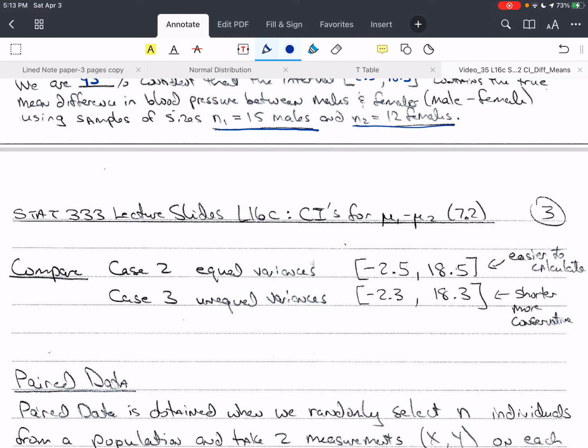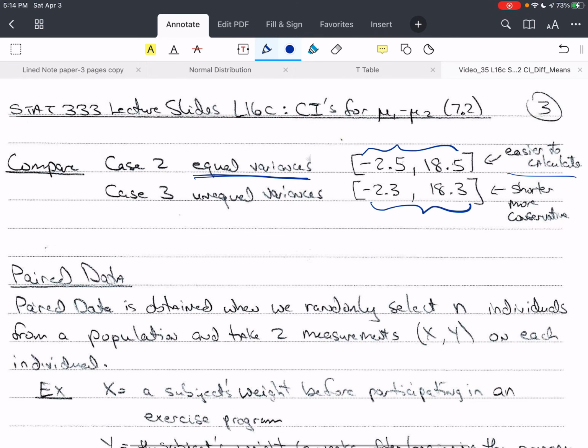Now look at the length of the confidence intervals. For the equal variances, it actually turns out that this is longer, a larger confidence interval, and this is a smaller or more precise confidence interval. It's shorter, it's more conservative, but it's more difficult to calculate, where with equal variances we see that it's easier to calculate. Okay, so those are the three cases that we said we would cover for mu1 minus mu2.